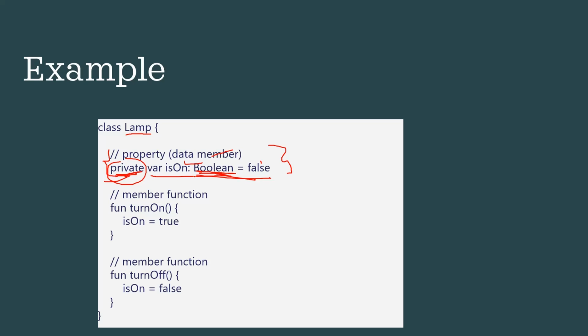And this is a member function which operates on this property. So function turnOn. What this does is, this lights up the lamp. So basically it's false, right? Puts this to true. And what is another function which we want to do? We want to turn off the lamp. So basically we turn off the lamp by putting false here.